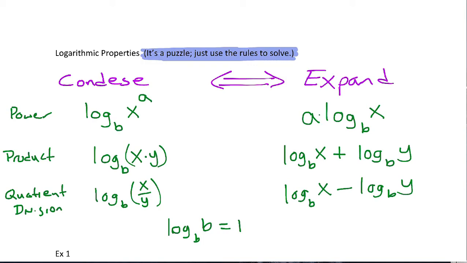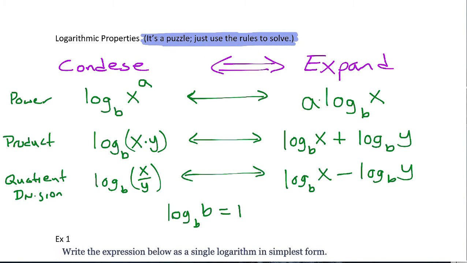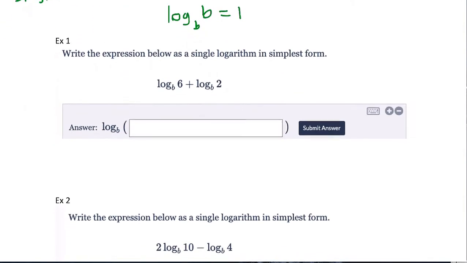Now, what we're going to do is go in either direction. Either we're going to be condensing things or expanding them based on what Delta Math asks us to do. We're going to be asked to do one or the other. I've got about 9 examples to run through with you. So we're going to try to run through them relatively quickly, but we're going to run through them.